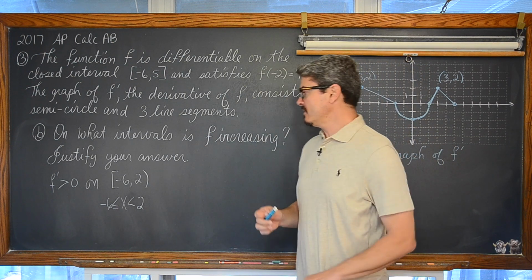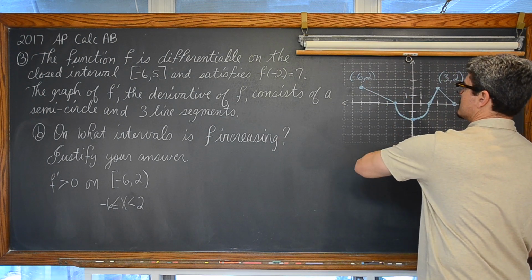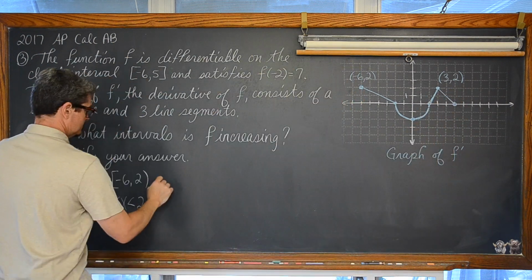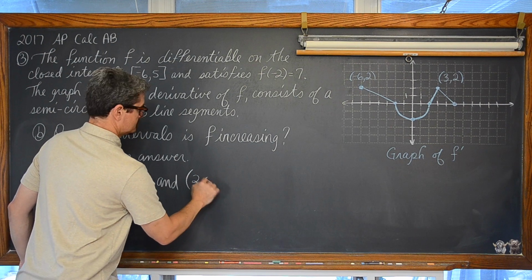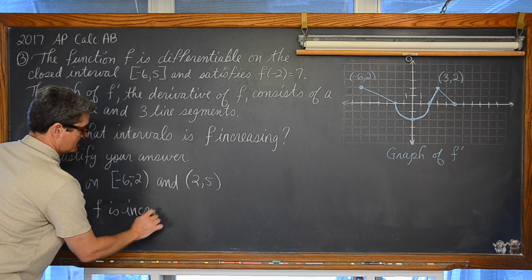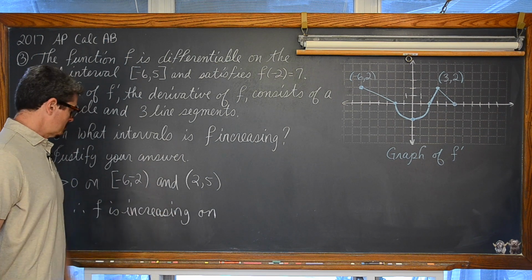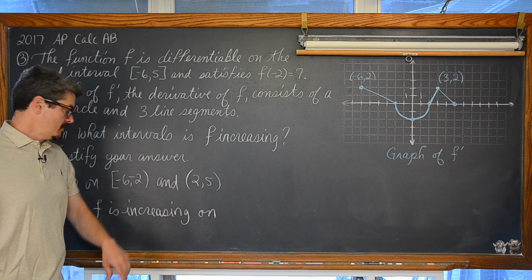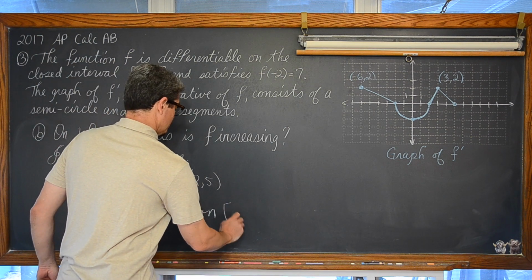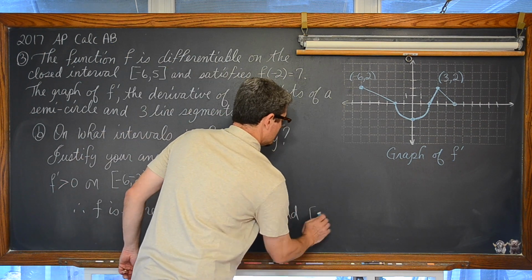But at any rate, f prime is greater than 0 on the interval from -6 to -2 and from 2 to 5. That would be -2. And therefore, f is increasing on, and I'm going to use the notation that they use in this particular year's marking schemes, and this is in my notes that I made for my class, it's increasing on the interval from -6 to -2 and from 2 to 5.